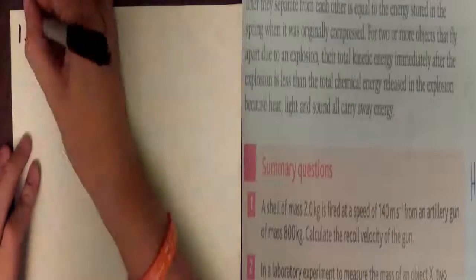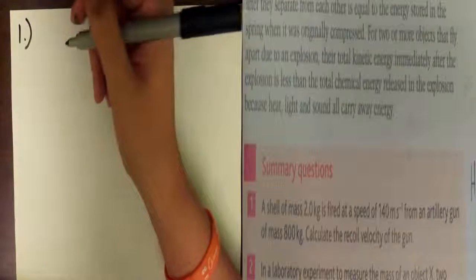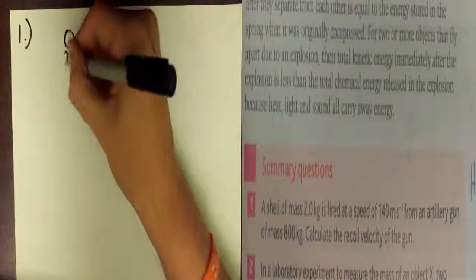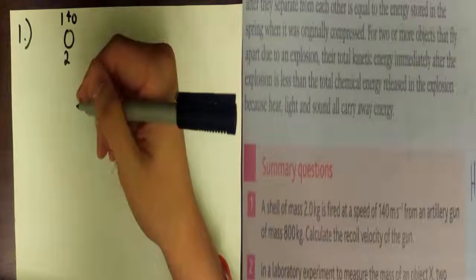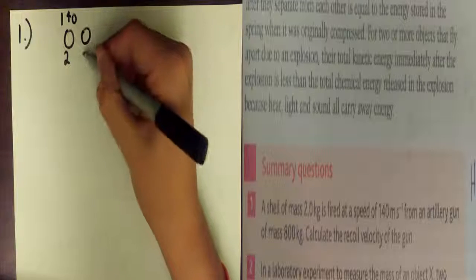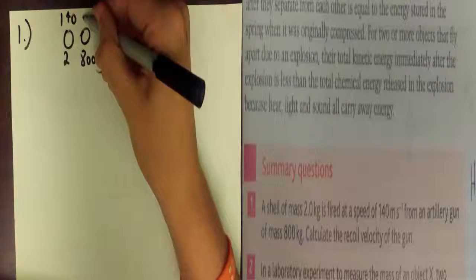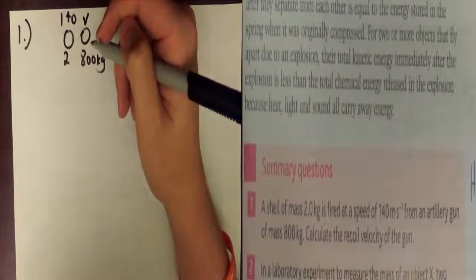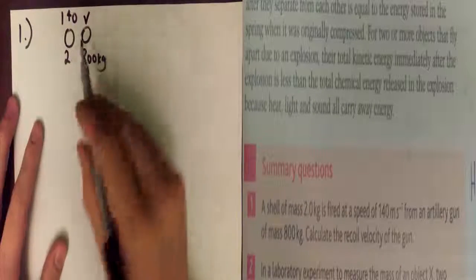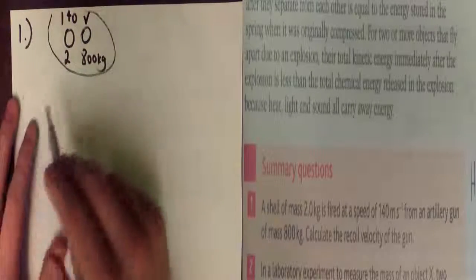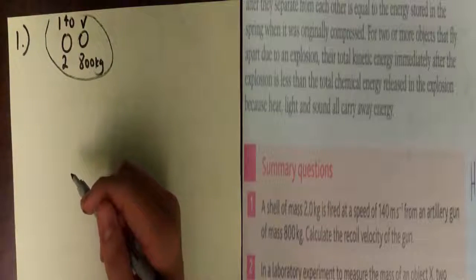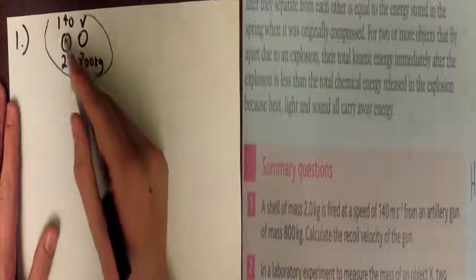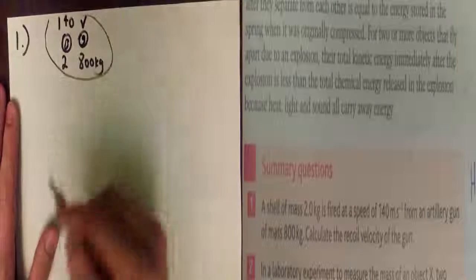So, question 1. A shell of mass 2 kilograms is fired at a speed of 140 meters per second from an artillery gun of mass 800. Calculate the recoil velocity of this gun. So, this will be after everything takes place. We don't need to think about what happens before the collision because we know it's equal to 0. So what we want to do is find the momentum of the bullet. This will be the bullet, this will be the gun.